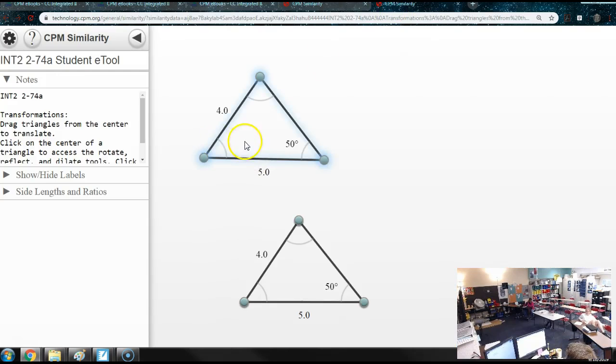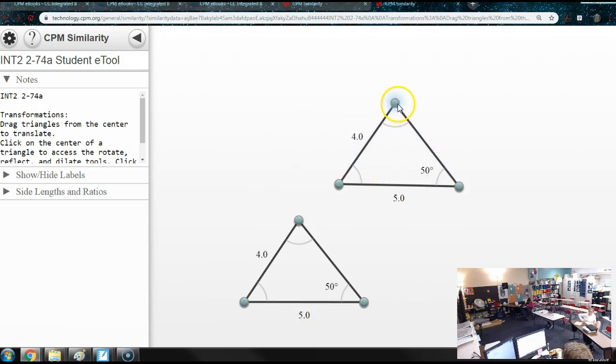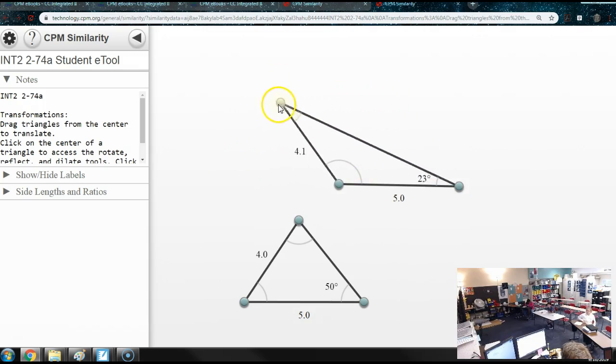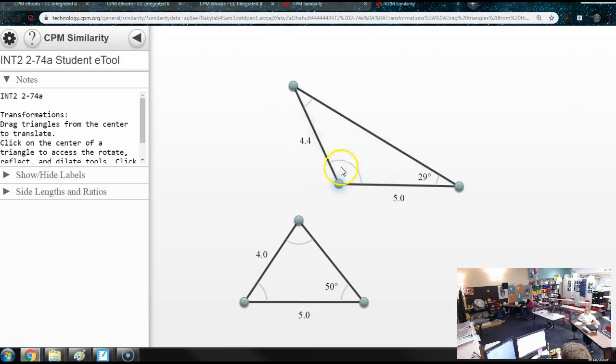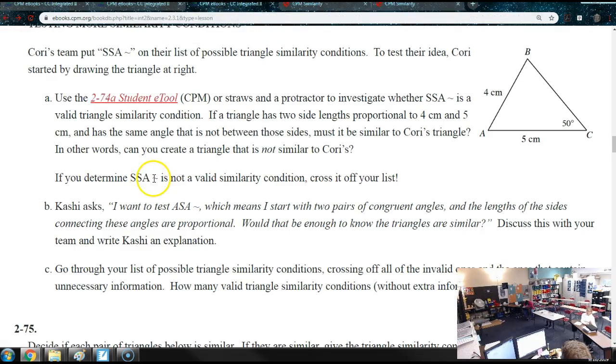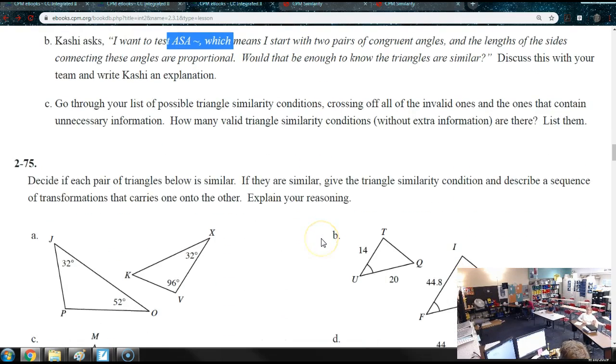So this model isn't really letting me do it, but I can swing this way, keep my 50, and it may not work with these specific side lengths, but there are ways to recreate the triangle with the same angle and the same two side lengths, or in ratio side lengths, and it won't be similar. So, angle side still does not work, or side angle, as we want to say. But angle side angle does work.